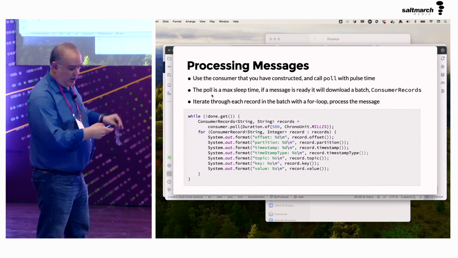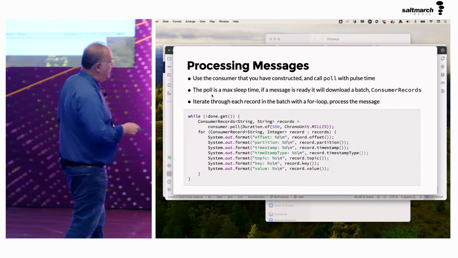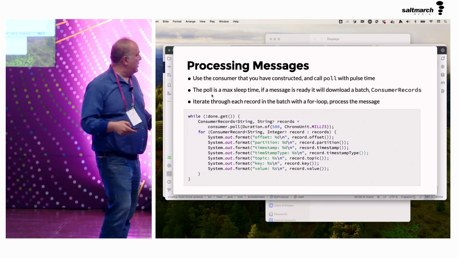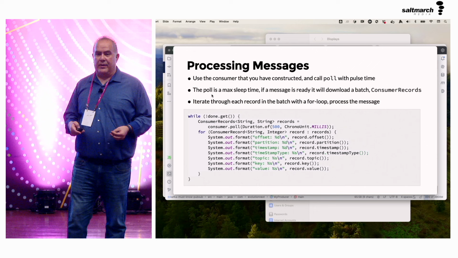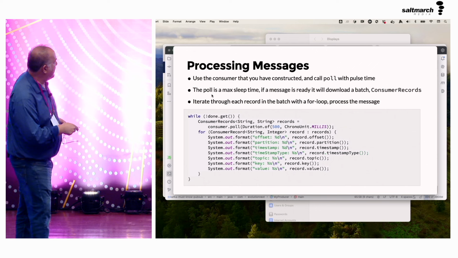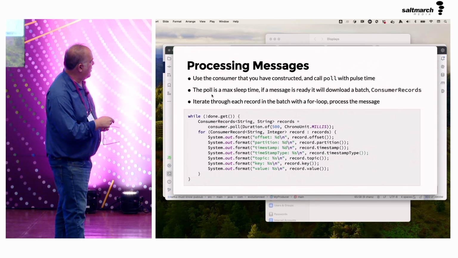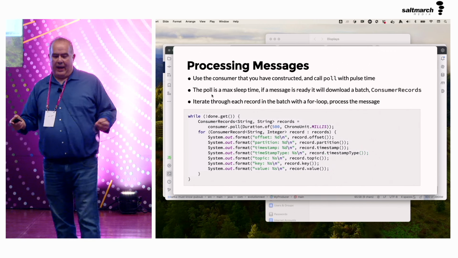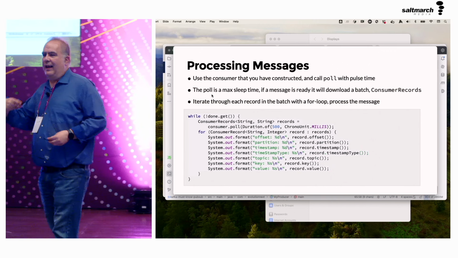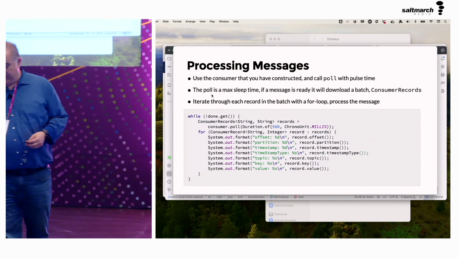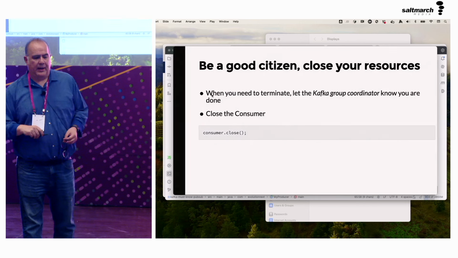And where it says consumer records, this is a Java util iterable, meaning that I can put that into a for loop and iterate through it. Well, if I don't have any records, what's going to happen? This for loop is just going to end right there, and you cycle back and life continues. And that's the way the polling works.